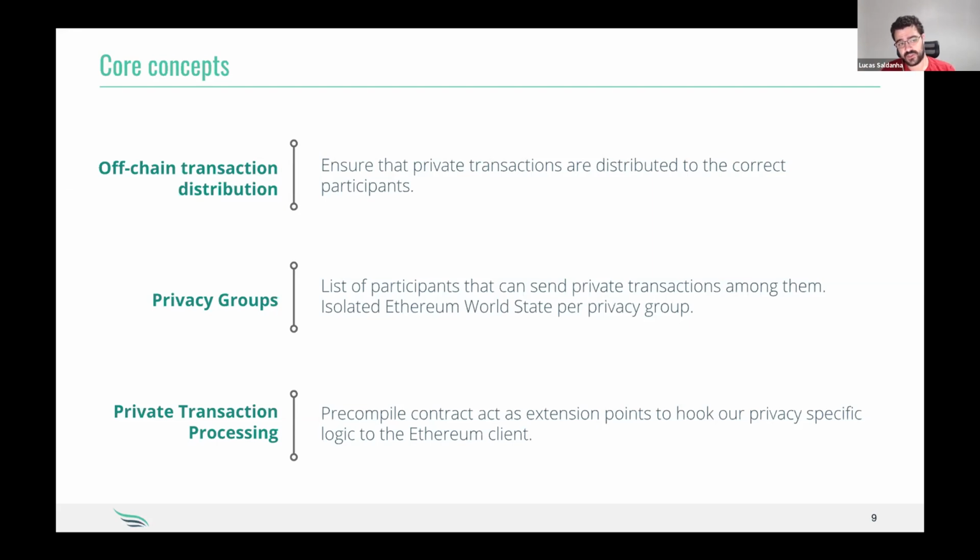The third thing is the private transaction processing. So we're going to take a look at how we are using precompiled contracts to add the extra logic that we need to process private transactions, and more importantly, without breaking compatibility with public Ethereum. So you can still use your Besu node with private transactions in a public Ethereum network, for example, on mainnet. We're going to see how we did that.